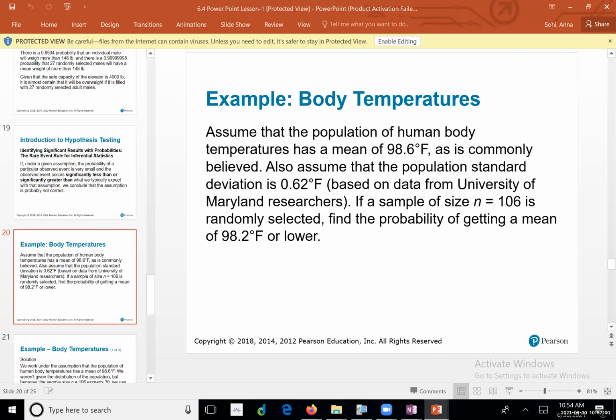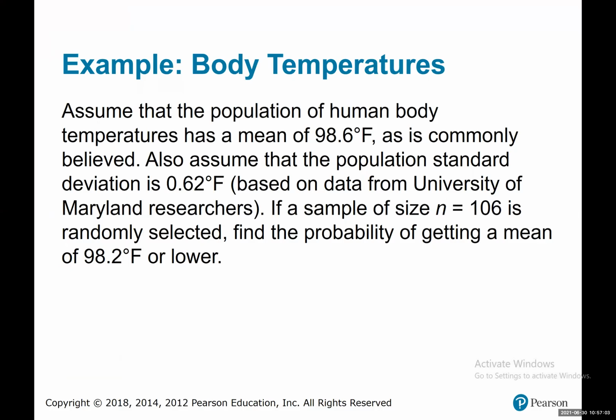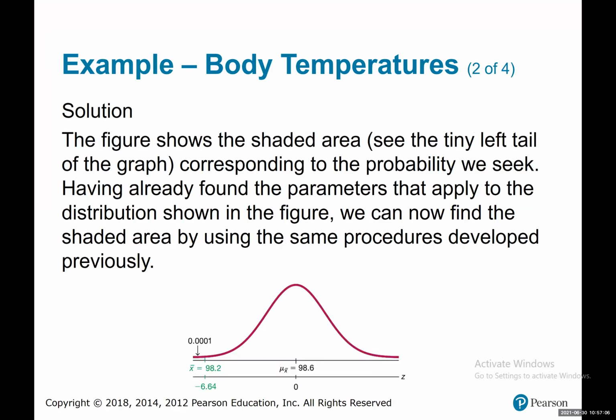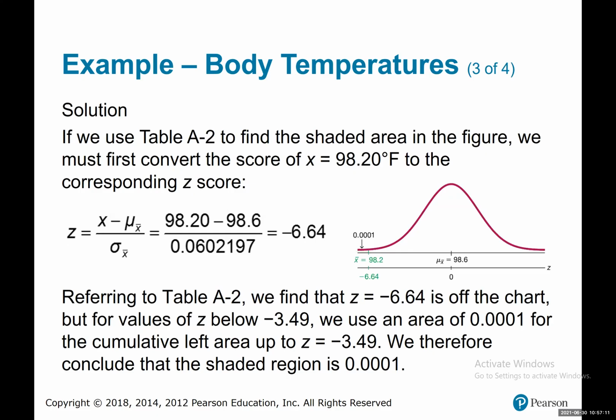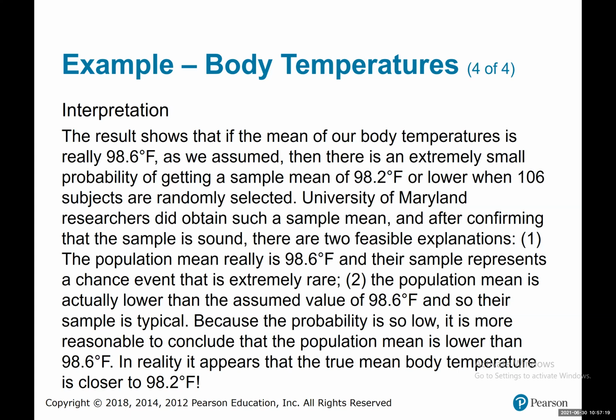So let's go here. You find the sigma, you find the area. They have the area with 3 zeros, but ours is more accurate because we are using a calculator. So it's almost 0. The result shows that the mean body temperature is really 98.6 as we assume. There is an extremely small probability of getting a sample mean of 98.2 for 106 subjects.